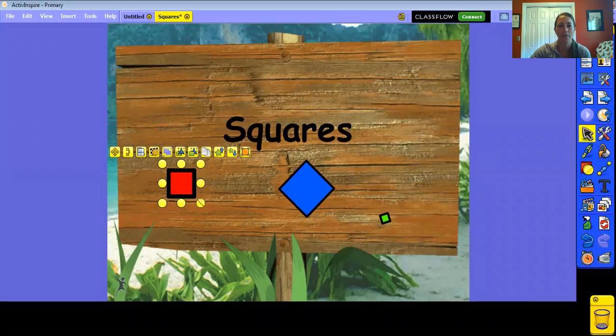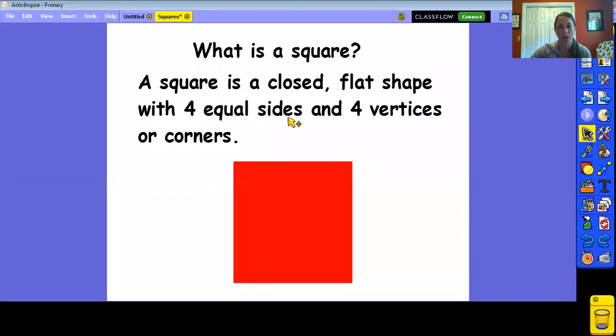It's a square if it has 3 important things. A square is a closed flat shape. It has to have 4 sides. Those sides have to be all the same length. And a square has to have 4 vertices or corners. So if it has 4 sides, those sides are the same, and it has 4 vertices or corners, it's a square.